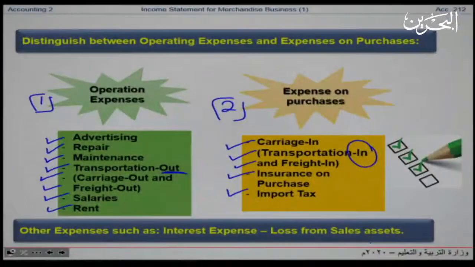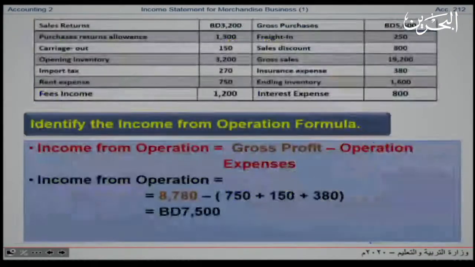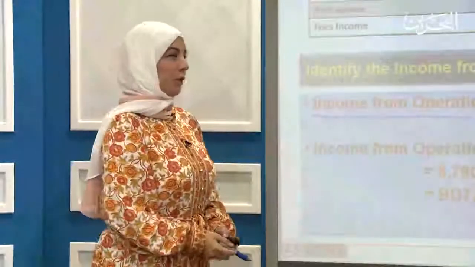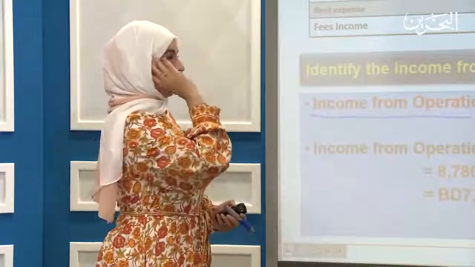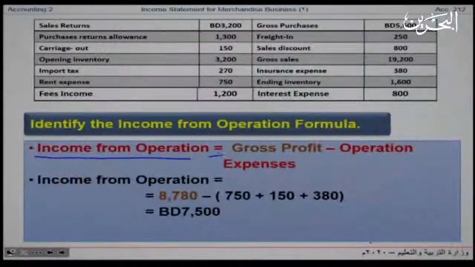After comparing these two types of expense, I will move to the income from operation. How can I get the income from operation for Abdullah Company? I will use this formula. Let us discuss our formula. I will take the gross profit, which I found before, and subtract from it all the operating expenses. I should take care that the operating expense should be the total, not only one expense.